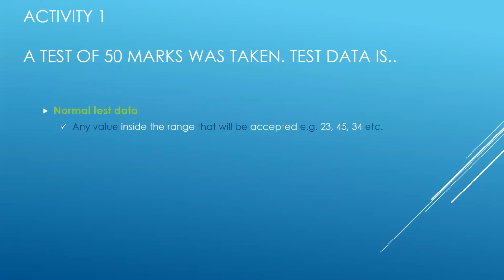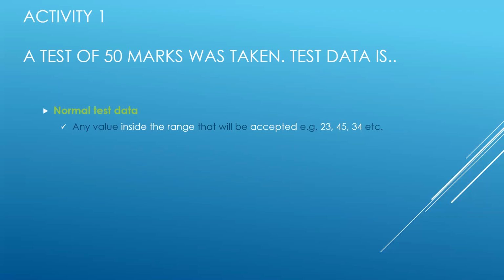Yes, correct. So you can see a few examples are being mentioned here. Normal test data means any value inside the range that will be accepted by the program. Remember that you need to mention the test data. Along with that, you'll have to be aware of what will happen to the program if the value entered is a normal value, an abnormal value, an extreme value, or a boundary value. Be very cautious in answering this question. As an example mentioned here, any value inside the range that will be accepted, for example 23, 45, 34.